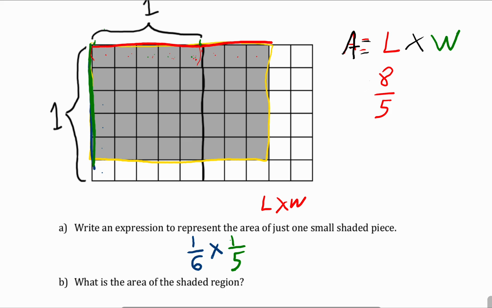This is going to be times my width, which is going to be 1, 2, 3, 4, 5. 5 out of 6 in total. So 5/6. Okay, so let's calculate the area of the shaded region. We're going to just multiply across, just like we multiply fractions. Just multiply the numerators and the denominators. So we know that 8 times 5 is 40.